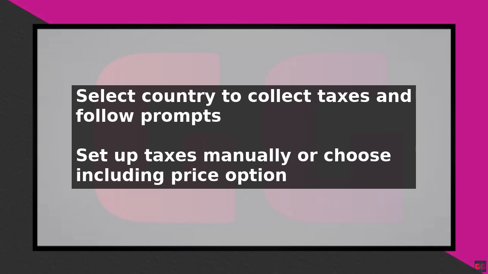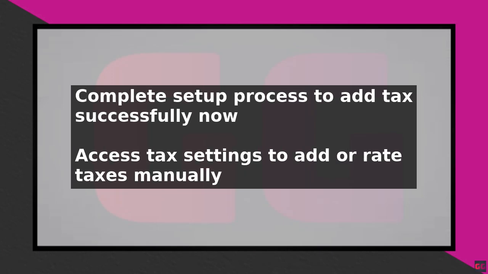Here, you can choose to add rate taxes manually, including adding taxes at checkout, or you can select the Including Price option. To set up taxes, simply select the country where you want to collect taxes, and then follow the prompts to complete the setup process. Once you've completed these steps, you'll have successfully added a tax in Squarespace.